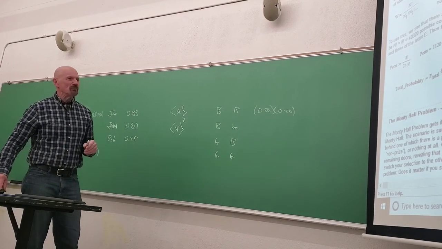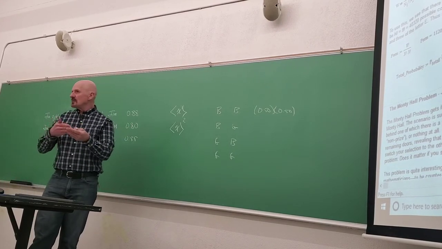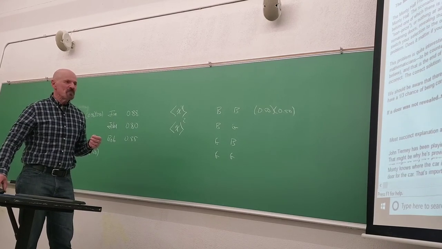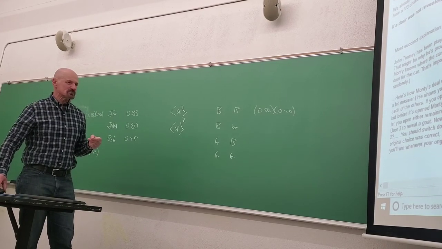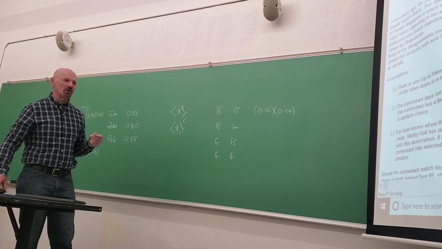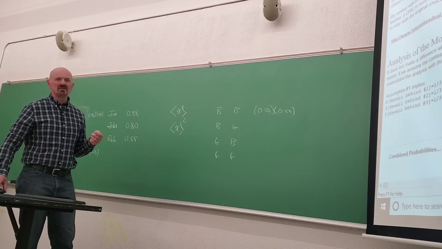So those are the problems 1, 2, and 3. You're just dealing with probabilities and measurements and how that alters things. This one is kind of fun, and I may come back to this. There's one more thing I want to do here before that. But this is called the Monty Hall problem. Statisticians love this problem.